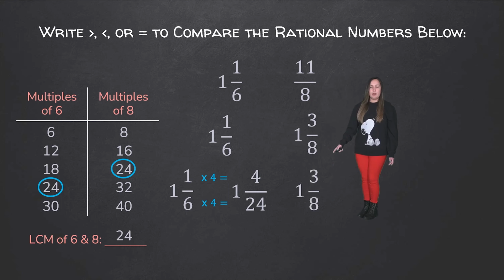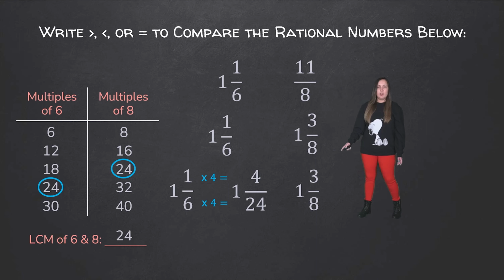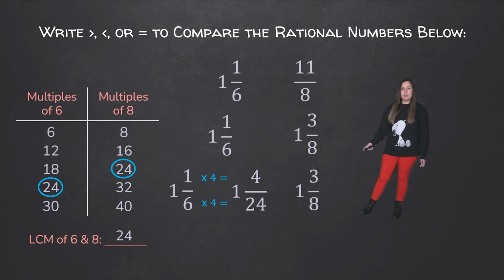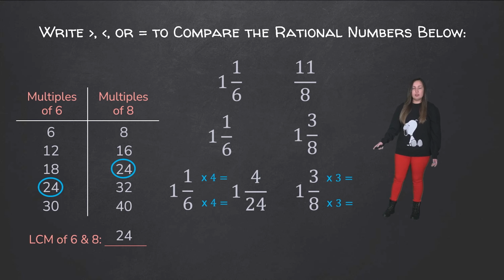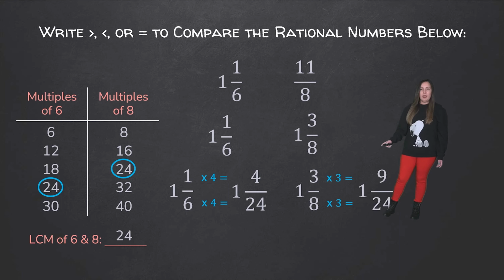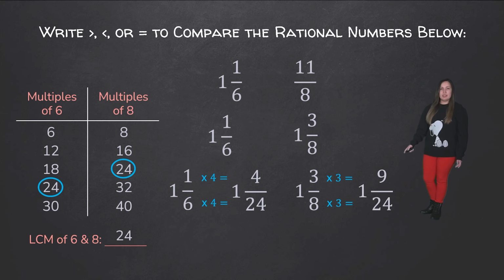Now let's take 1 3/8 and also multiply our denominator so that we get a denominator of 24. We know that 8 times 3 is equal to 24. Whatever we do to our denominator, we have to do to our numerator as well. Our whole number stays the same, but 3 times 3 is equal to 9, and 8 times 3 is equal to 24. So we have 1 and 9 over 24.